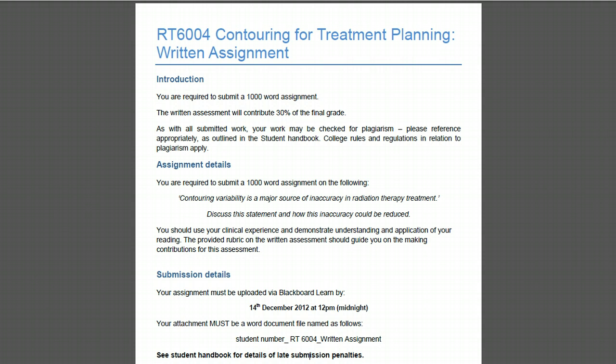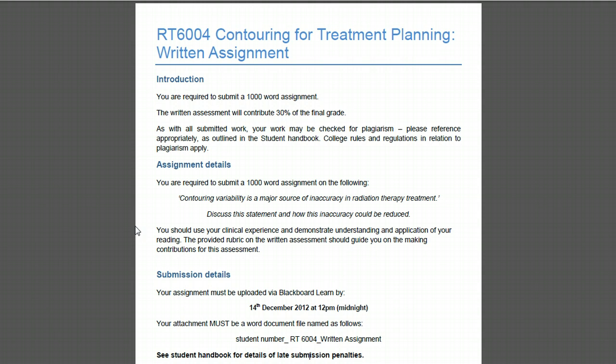So this written assessment for the contouring module is a 1,000-word assessment, so it's not that big. It constitutes 30% of your final grade and has a 50% pass mark. The topic of the assessment is around contouring variability. So it fits very nicely in with our contouring module because contouring variability is one of the major sources of inaccuracy in radiation therapy. So that's the statement I've given. I've asked you to discuss this statement and how these inaccuracies can be reduced.